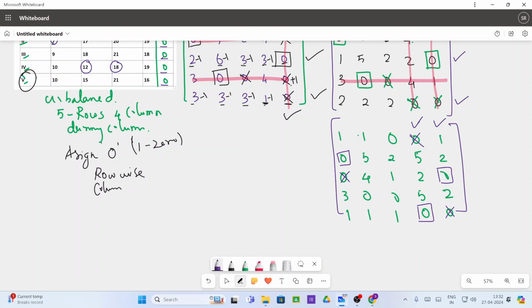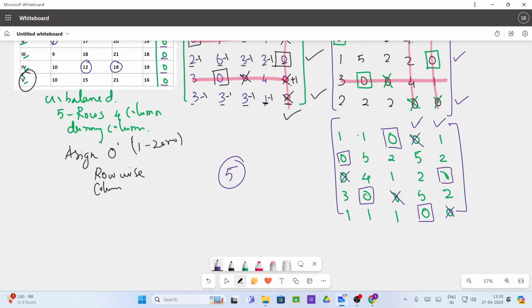First column already done. Second column, you have a 0 here, so you will assign this and cross out this particular 0, and finally you will assign the third column. Okay, so now finally we have five assignments: 1, 2, 3, 4, and 5. What we asked is 5 assignments, so we got the required 5 assignments.